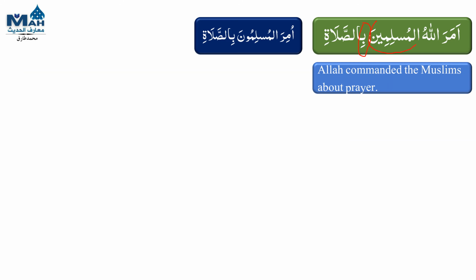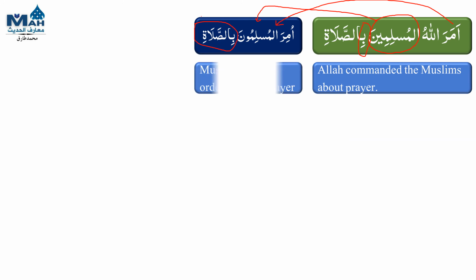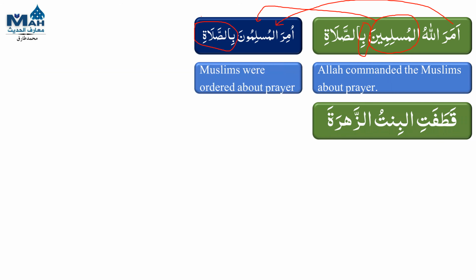This was maf'ul, so it is converted to naib al-fa'il, marfu. And the fi'il was converted to majhul. And this will be muta'alliq with the fi'il. Okay? قطفت البنت الزهرة.